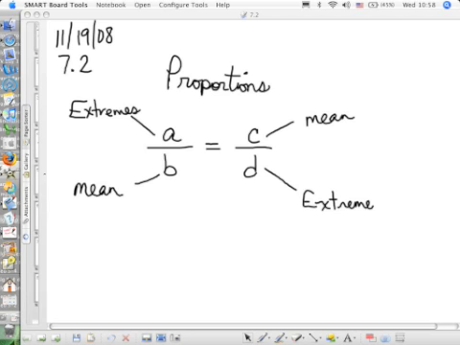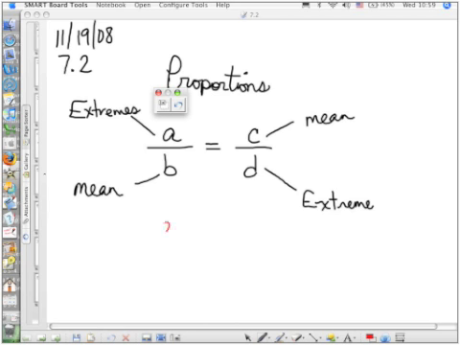Okay, in section 7.2, we're going to be working with proportions. Remember yesterday we said that a proportion is two ratios set equal to each other. You're making a comparison between two similar things. All right? In this proportion, A over B equals C over D, we have a property of proportions that says the product of the means is equal to the product of the extremes, which means if you cross multiply, the products are the same.